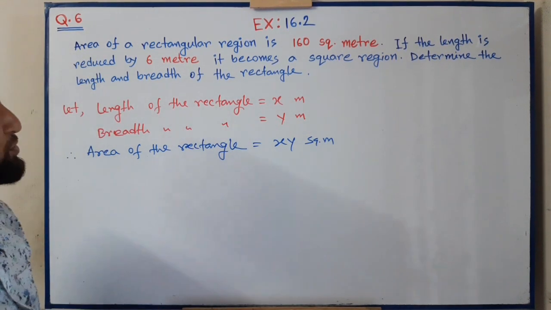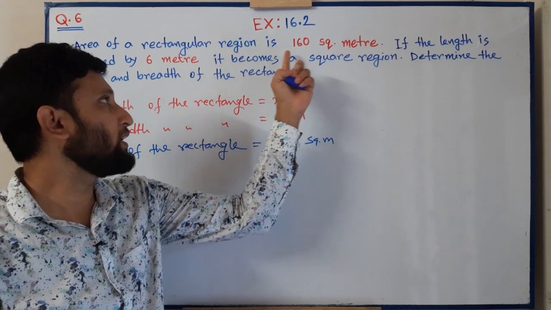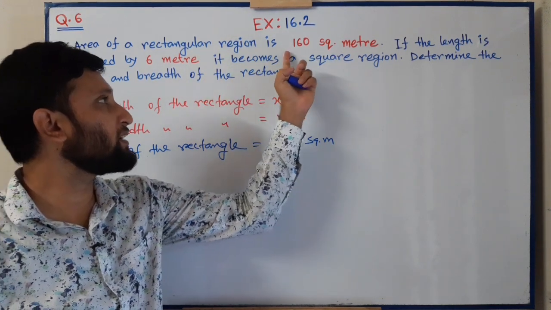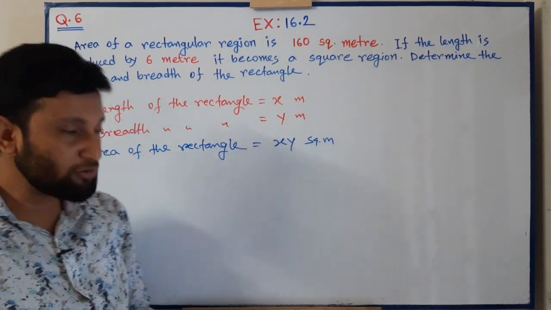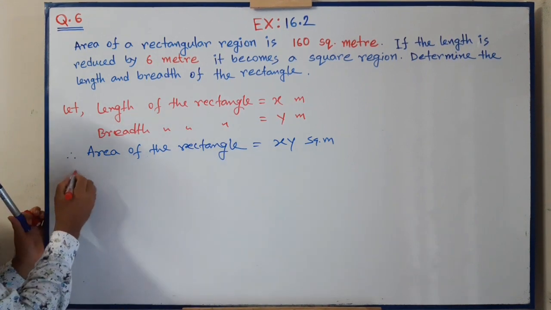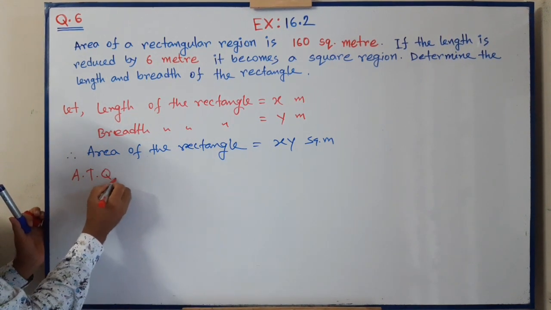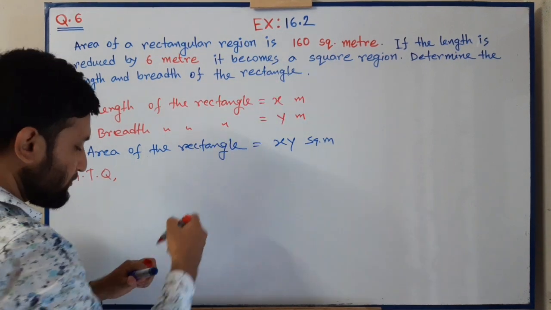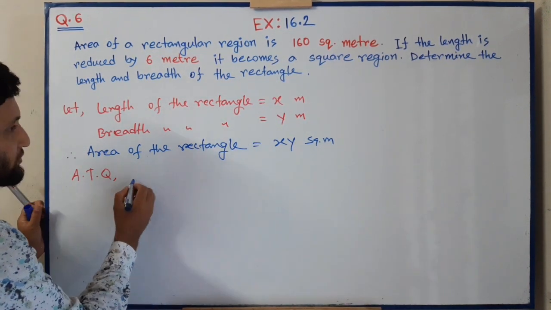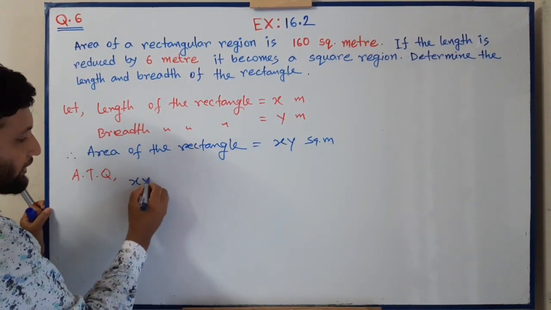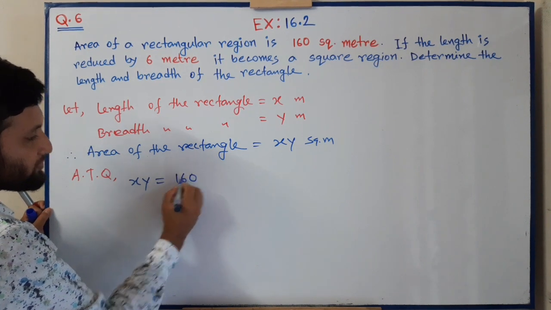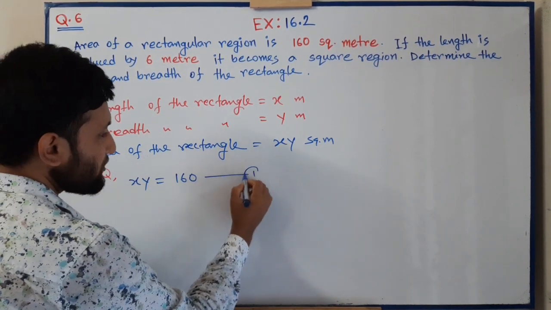But in this question see that the first portion, area of the rectangle is 160 square meter. So according to the question we can write area xy equal to 160. So mark this as equation 1.